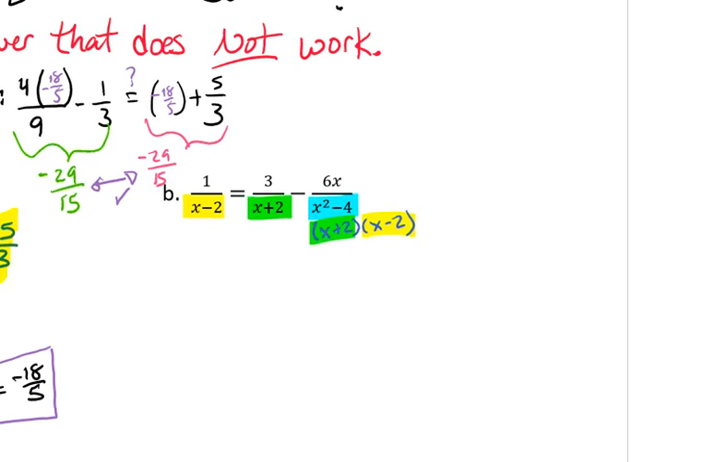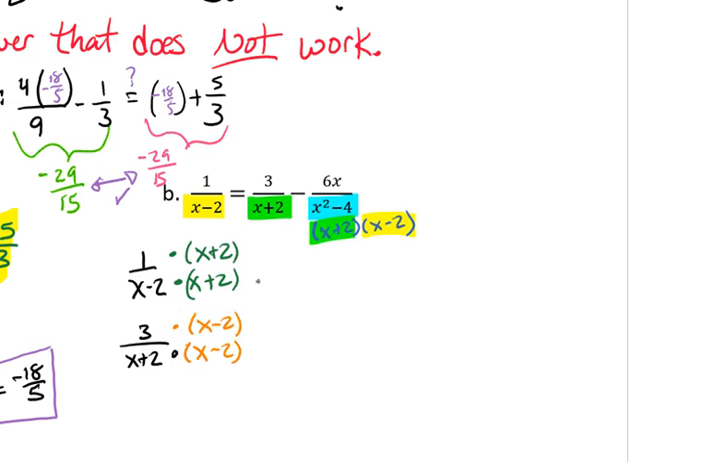Okay, so we're going to take our 1 over x minus 2 and our 3 over x plus 2, because those are what are missing. So our 1 over x minus 2 is missing the x plus 2, sorry, and our 3 over x plus 2 is missing our x minus 2. Let's write that one in, because yellow won't really show up. So x minus 2.